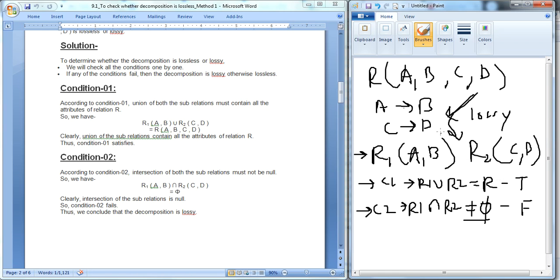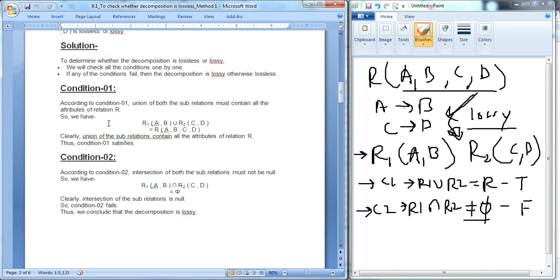Okay, it means that with the help of this decomposition our information is lost. Then we will know exactly how the information is lost, because in this scenario A, B, C, D, all the columns are available in R1 and R2, but it lost the relation between these two tables, right? That's why this decomposition is a lossy decomposition as per the conditions.